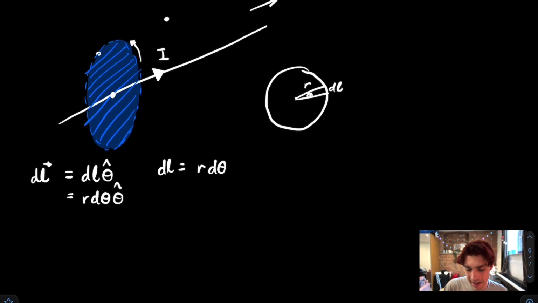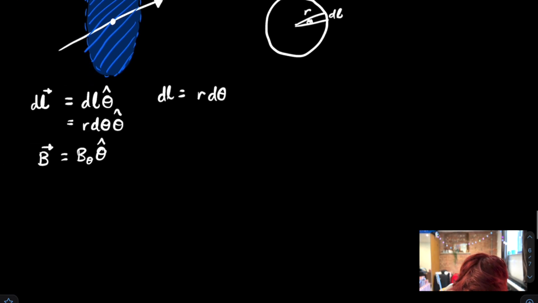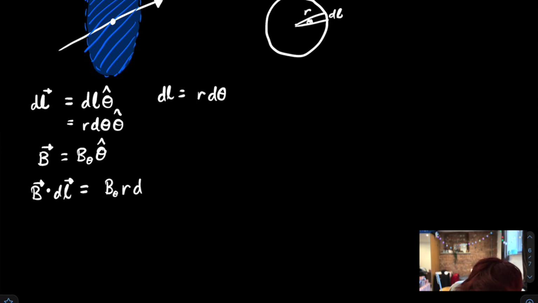So dl only has a theta component, which therefore means that B, our magnetic field, must also only have a theta component. So the way we write this is like that, in that B will only have a theta component because all other components will just cancel each other out. So B dot dl right here, that's just going to equal B theta times dl, which is r d theta, because of course theta hat dot theta hat is simply equal to 1.